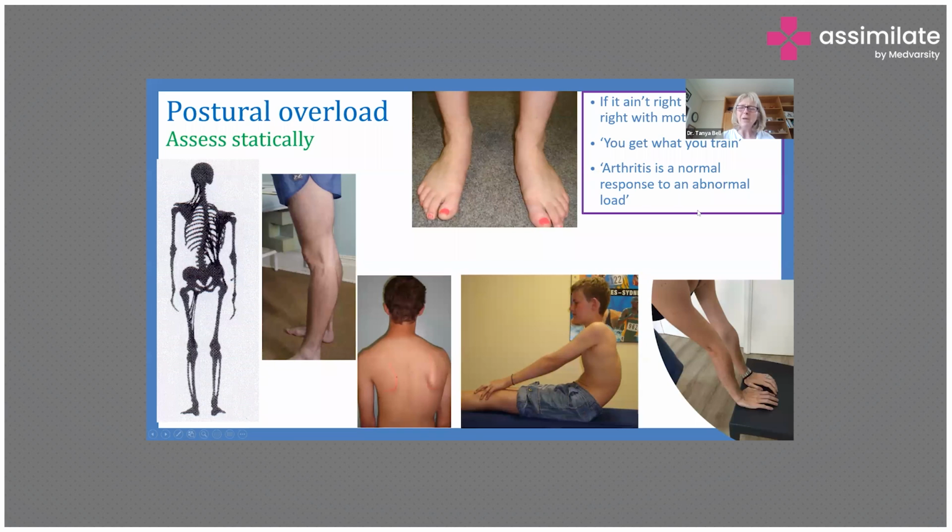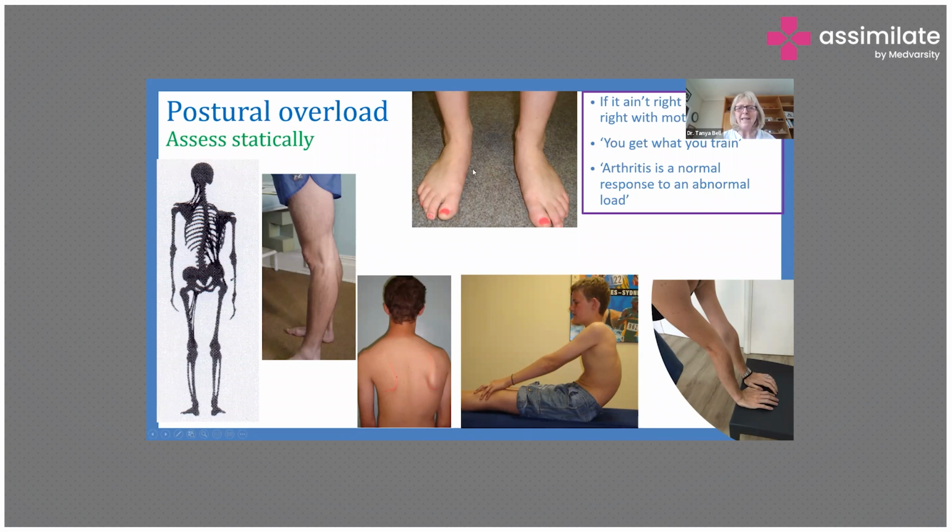And also we need to normalize posture and normalize load. Osteoarthritis, unless it's genetic, is an overload injury. So osteoarthritis is not abnormal. Loading is abnormal. So osteoarthritis is a normal response to an abnormal load. So we want to correct the loading of that patient.